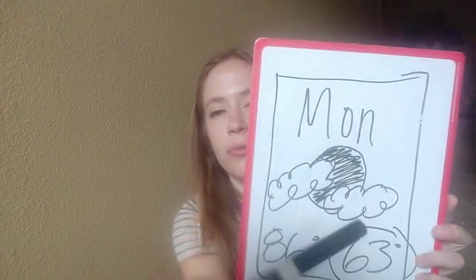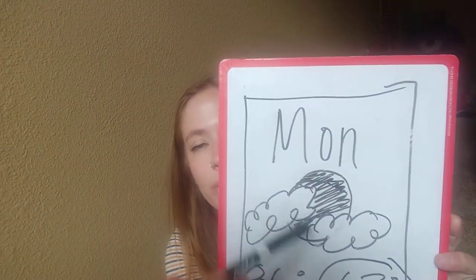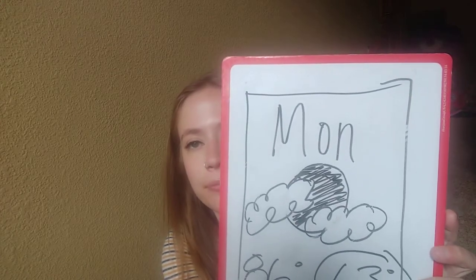Okay, so my next question for you is, what type of weather are we supposed to have if this is our weather picture for today? And I know this is super tricky. We've only had this type of weather for like all of the months that we've been in distance learning, but partly cloudy. That is the type of weather we're supposed to have today.